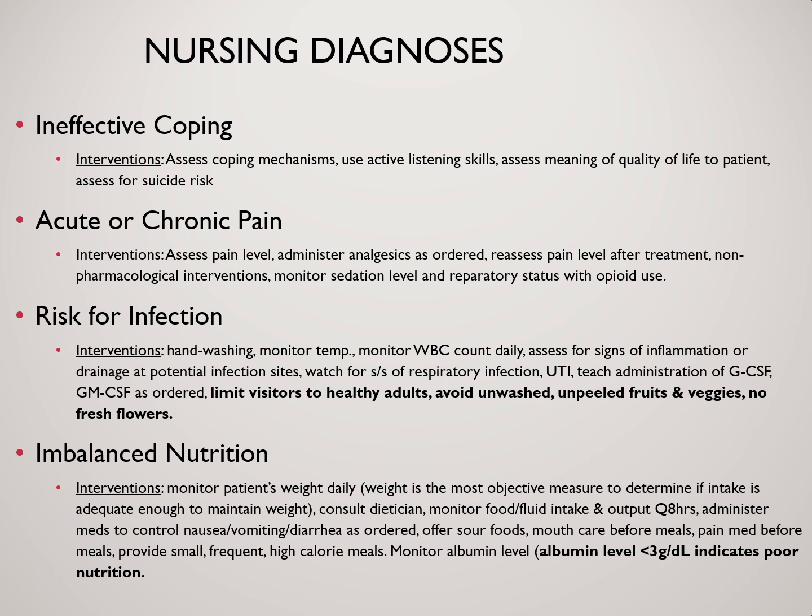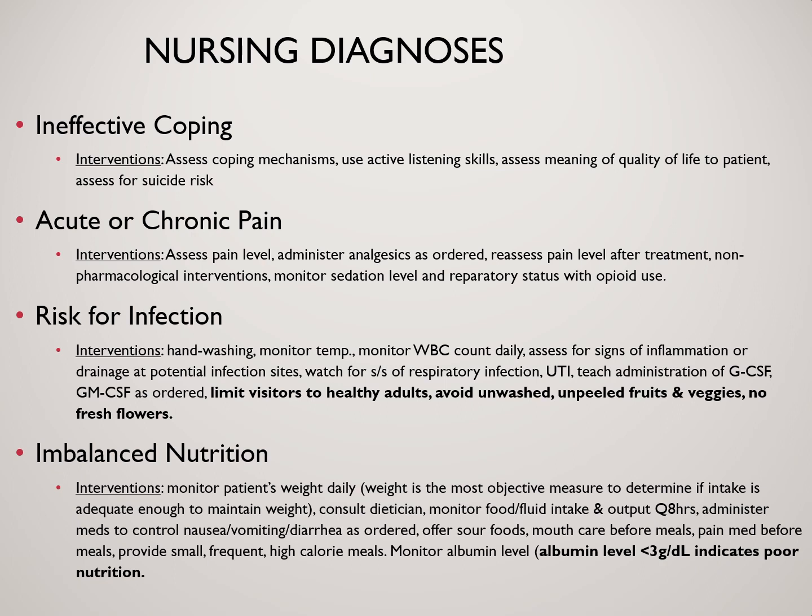The next nursing diagnosis is acute or chronic pain. So you want to assess their pain. Assessment provides direction for the treatment plan. Have them rate their pain on a scale. Administer your analgesics as ordered around the clock. If you use an around the clock, like scheduled pain medication, it prevents pain from becoming severe.